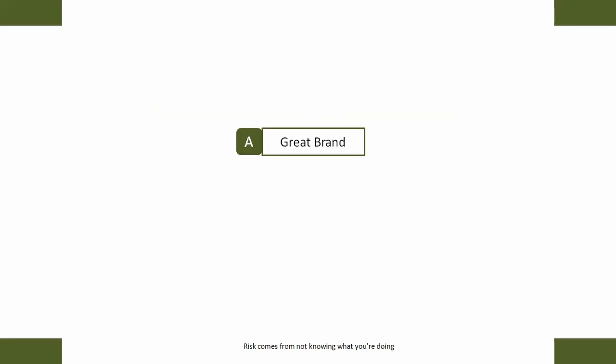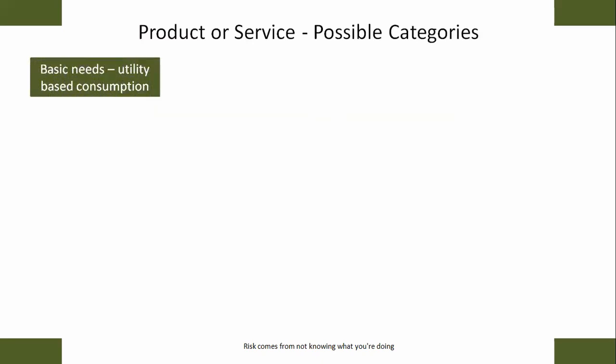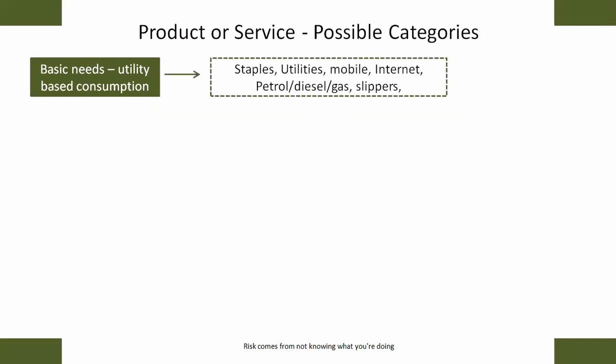So before we go into great brands, let's understand that product or services could fall into different categories, and these are the possible categories which I came up with. Product or service could be basic need. It is a utility based consumption. For example, food items, staples, or utilities, electricity, mobile, internet, petrol, diesel, gas, your sleepers, basically chappals.